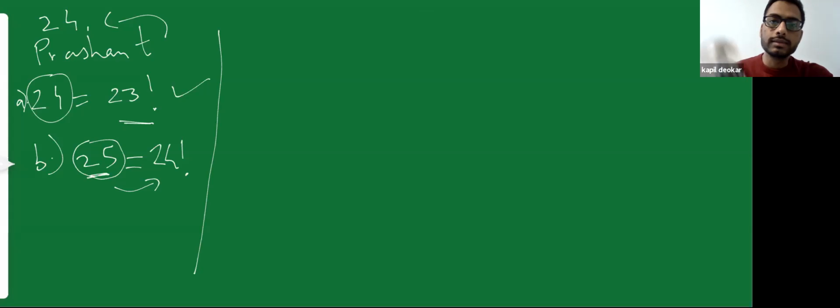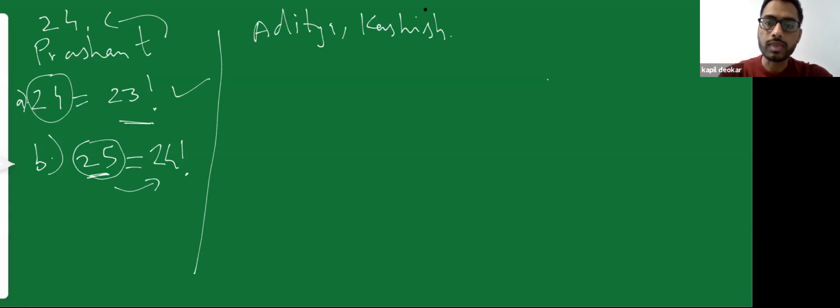Now let us say that we'll see some more participants for our demo examples. Okay, so let us say that Aditya and Kashish are best friends and they should sit together. Now, in how many ways can the arrangement be done?